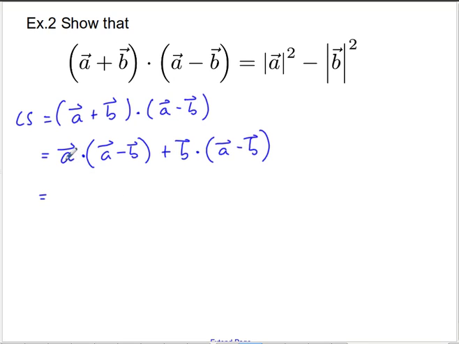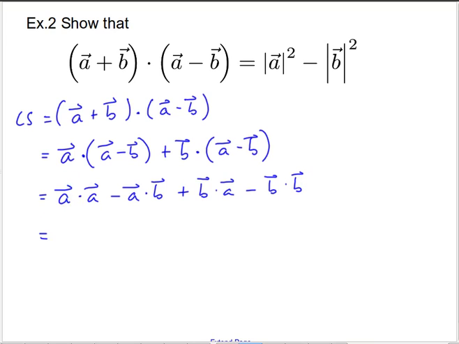And now I'm going to distribute this A into this bracket. So I end up with A dot A, and that's going to be minus A dot B. And then I'm going to distribute this B dot A, and into the negative B, that's going to be minus B dot B.